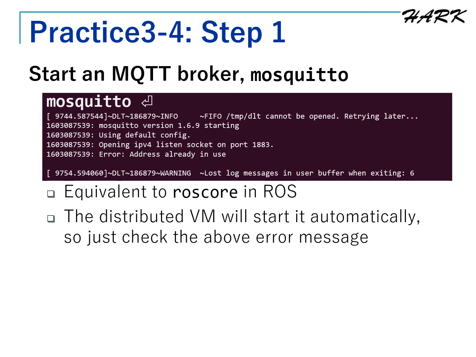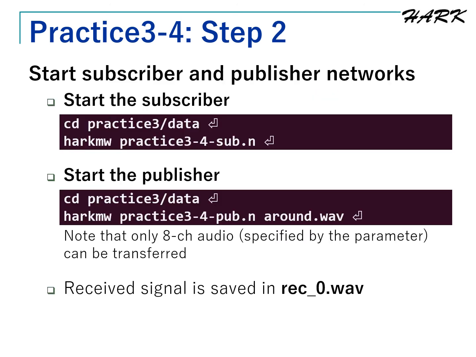The first step is starting an MQTT broker, Mosquito. It is the same as the previous practice. The second step is starting subscriber and publisher networks. Open two terminals.